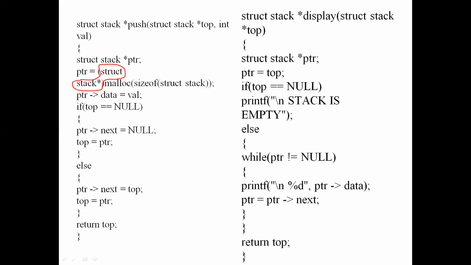Then finally, at the end of this function, what happens? I am just returning the top value. Top is nothing but a pointer variable, right? Top is a pointer variable. Since I am returning top here, and top is a pointer variable, that's why I'm using struct stack star as the return type. Is it clear, guys? This is what I want to tell, because this is very much important. Is it clear for you what I am telling now?